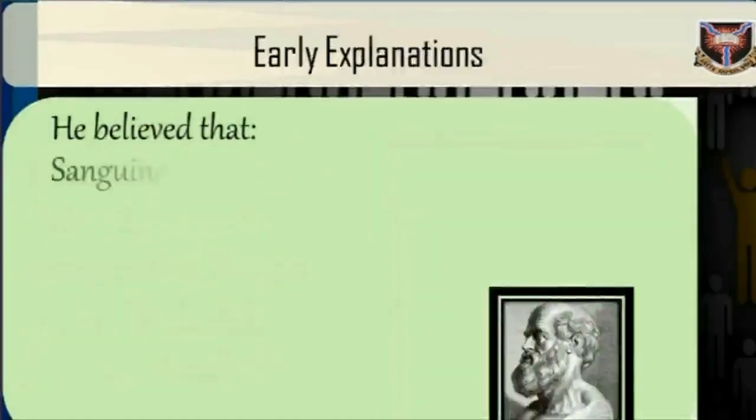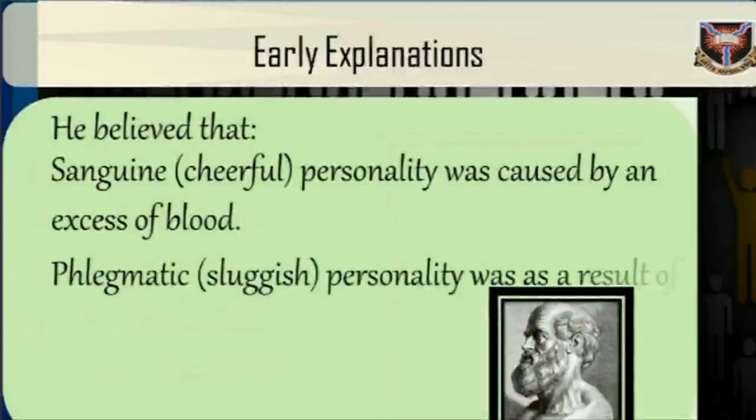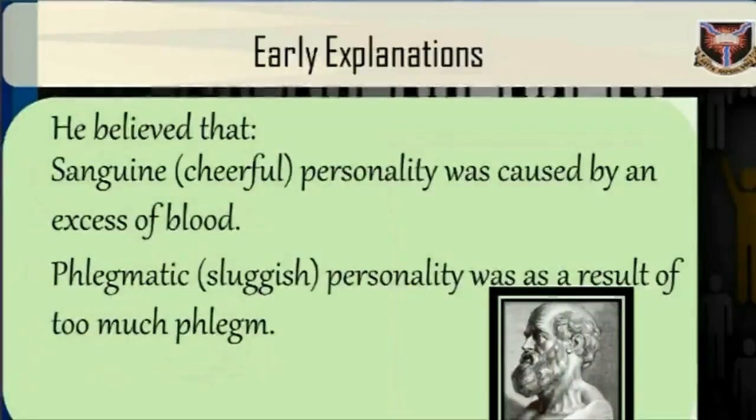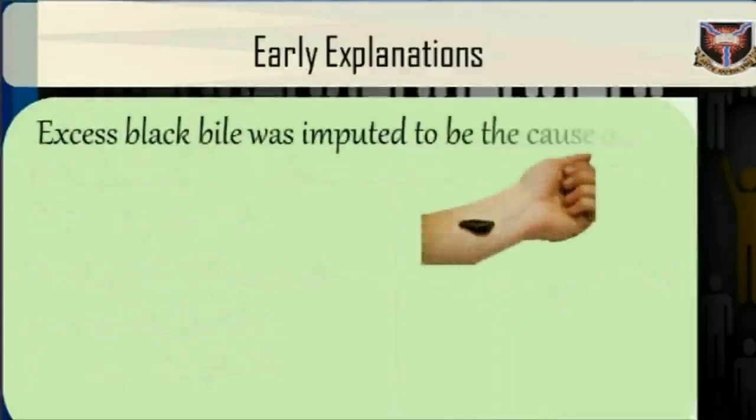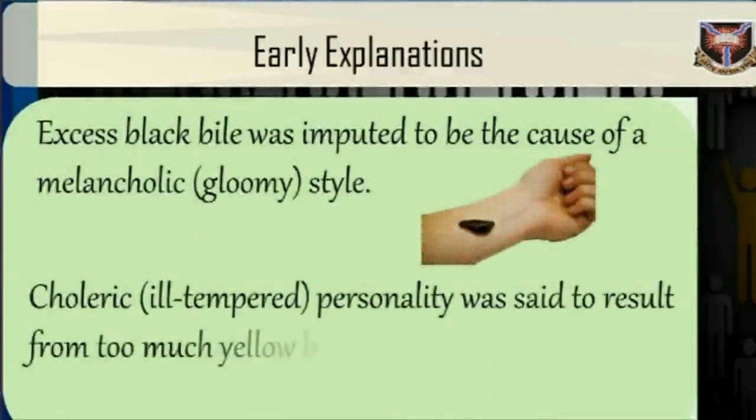He believed that a sanguine, cheerful personality was caused by an excess of blood. A phlegmatic, sluggish personality was a result of too much phlegm. Excess black bile was believed to be the cause of a melancholic, that is, gloomy style. A choleric, that is, ill-tempered personality was said to result from too much yellow bile.